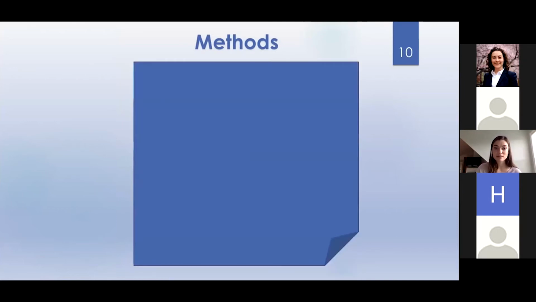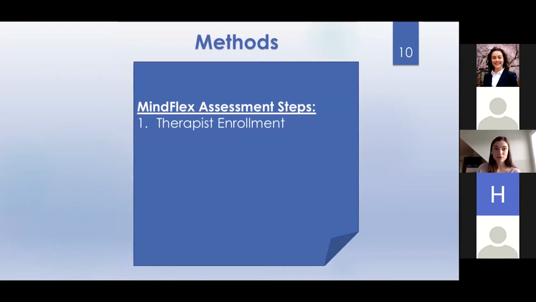So to go into the methods, the steps of the MindFlex assessment: first, therapists are enrolled. They complete background information like how long they've been seeing clients, what their training entails. If they seem like a legitimate therapist who has a fair amount of training, then we give them a link where they can enroll clients. So then they complete the therapist client enrollment form, giving background on the client, what their presenting problems were, and questions about the rapport between the therapist and the client.